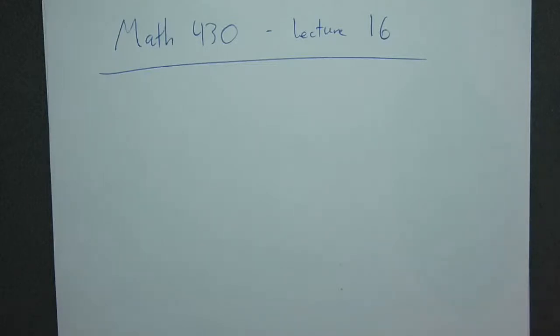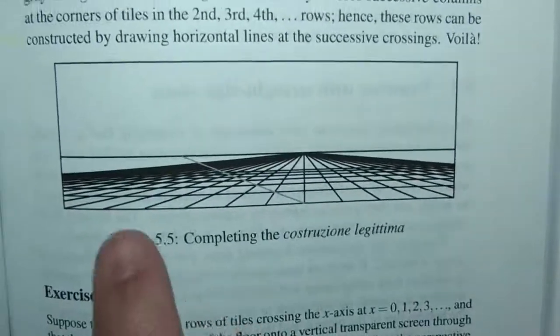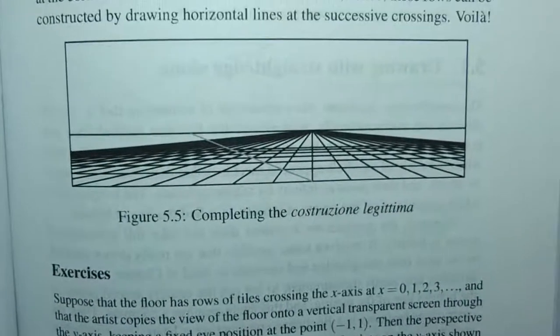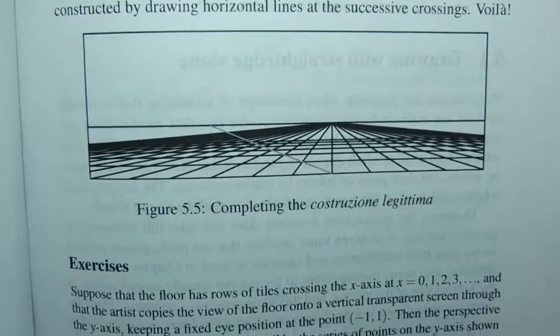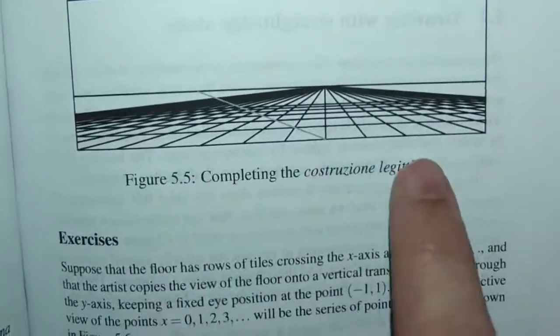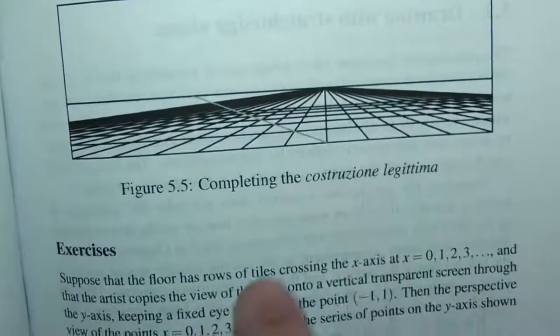So anyway, what we were talking about at the end last time was this legitimate construction that Italian artists used to draw a perspective view of a tiled floor. So looking at this thing, okay, we have a view of a tiled floor that looks like it is a tiled floor of equally sized and spaced tiles. Okay, even though we very much know that it's not, right?